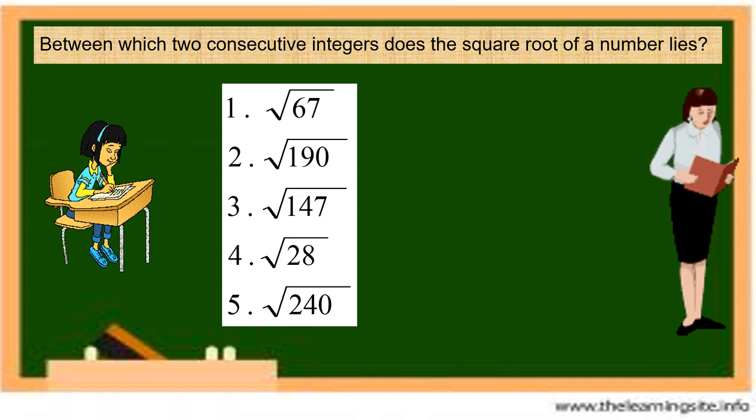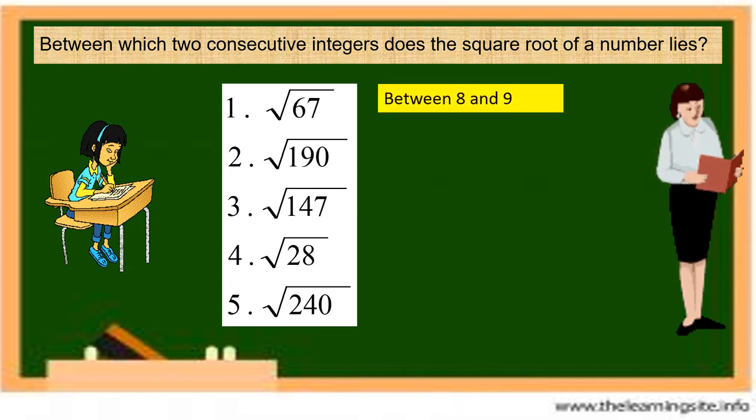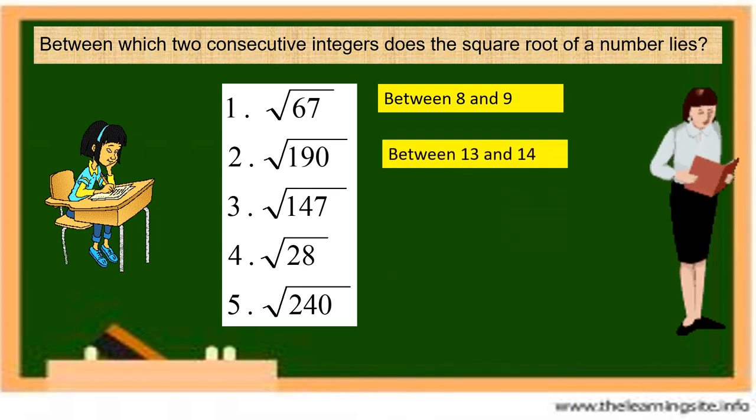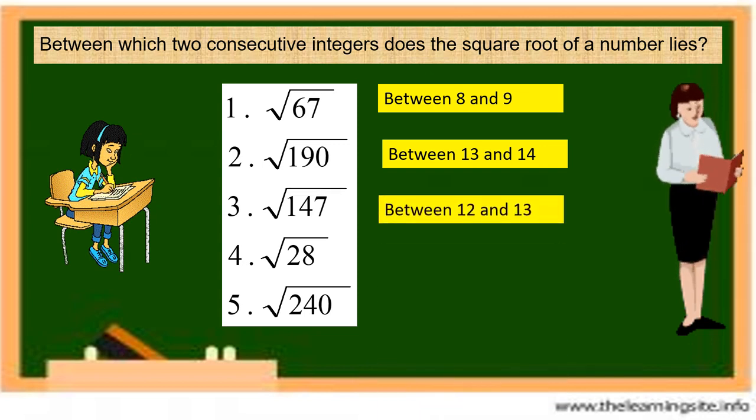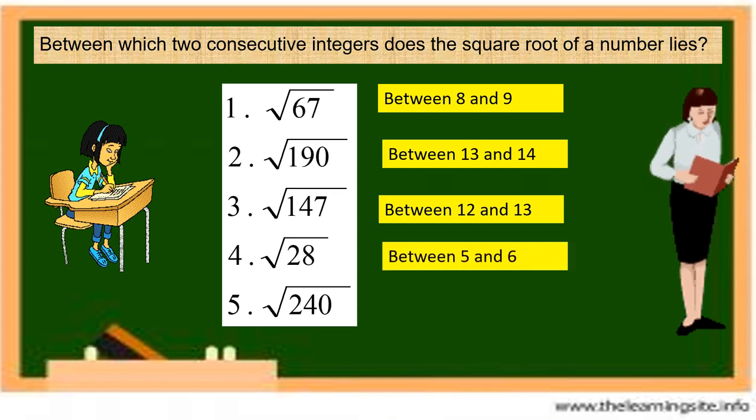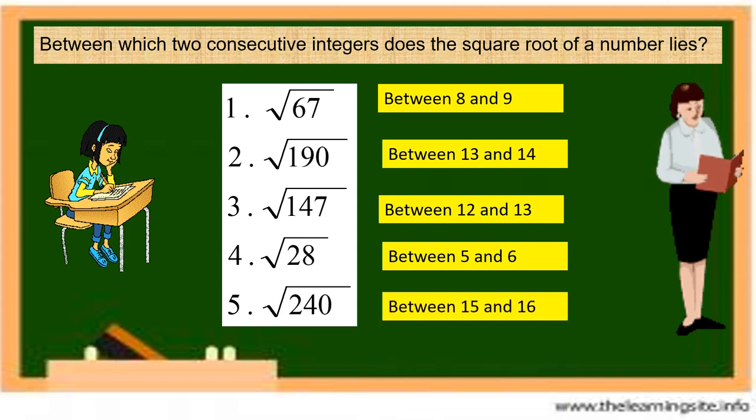To answer the given problem. Square root of 67 is between 8 and 9. Square root of 190 is between 13 and 14. Square root of 147 is between 12 and 13. Square root of 28 is between 5 and 6. And square root of 240 is between 15 and 16.